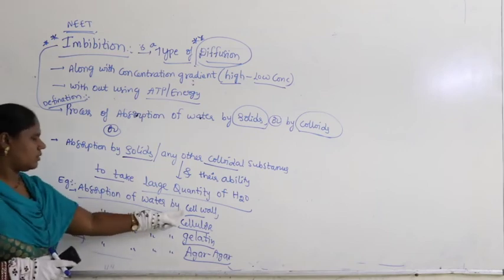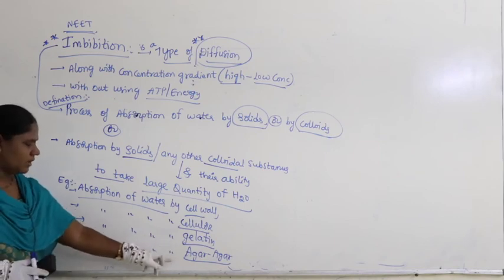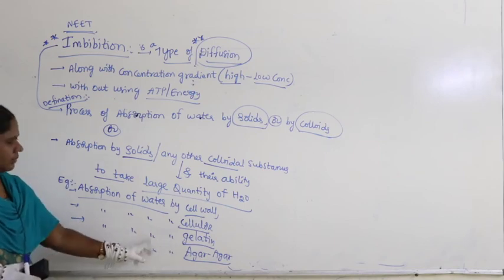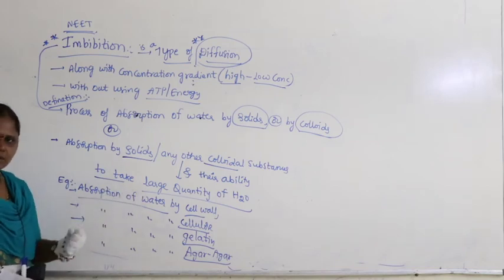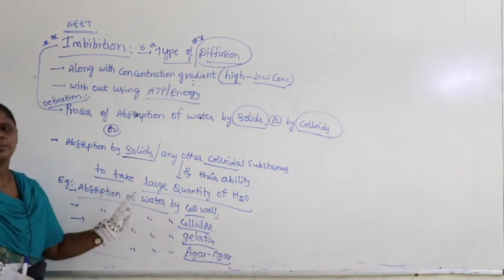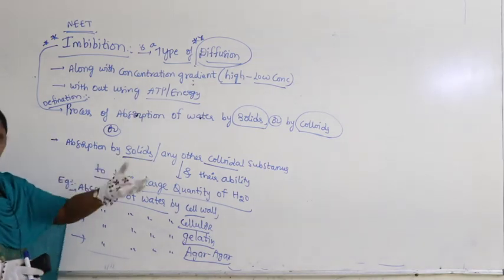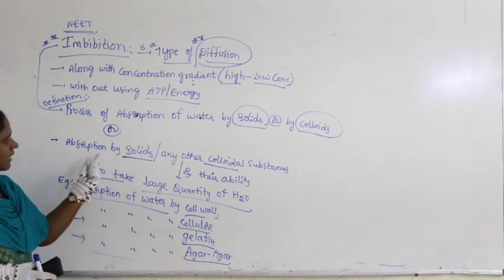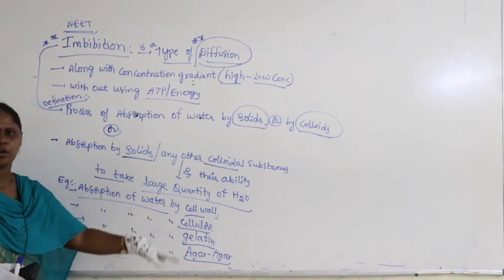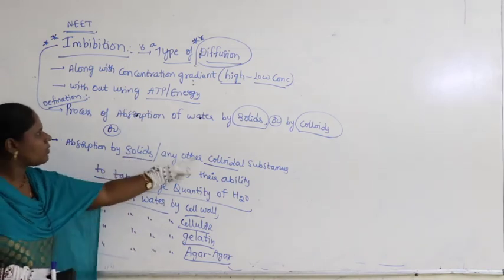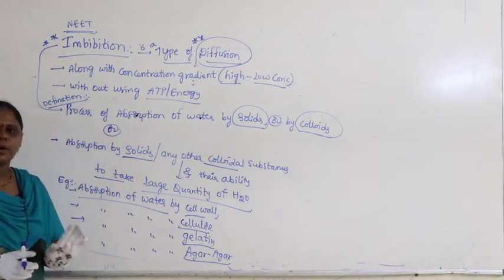Absorption of water by cell wall, cellulose, gelatin, pectin, or agar. These are phenomena where absorption of water is happening by different types of materials, right? Now, what is the definition you all understood? Solids are taking some amount of water, it's called absorption, and they have an ability to take a large quantity of water. Solids or colloids, if they absorb water, the process is called what? Imbibition.